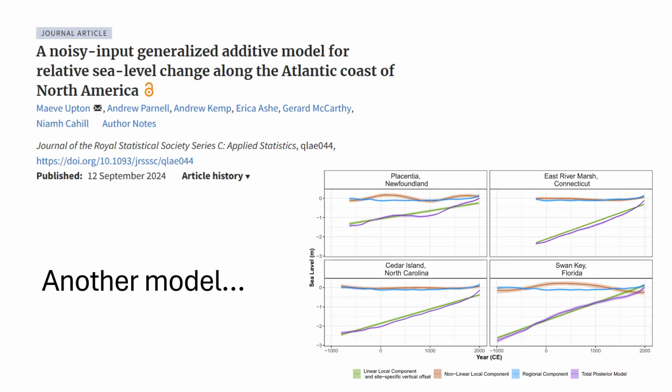And lastly, I just want to mention one other model, a little bit different than the spatiotemporal hierarchical model. This is work by Maeve Upton that came out last fall, where she's doing something similar where you have individual proxy sites and you can break down the relative sea level data into these individual components. So here she has a linear local, a nonlinear local, and regional component. So similar kinds of work, that's similar to these kinds of spatiotemporal modeling techniques.